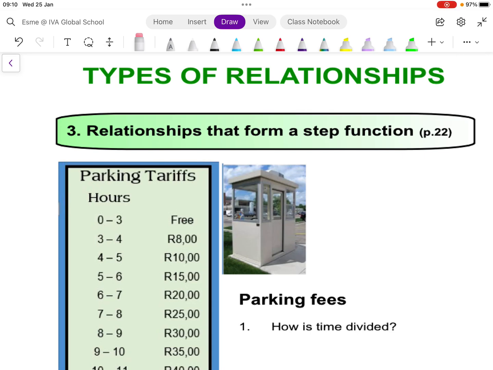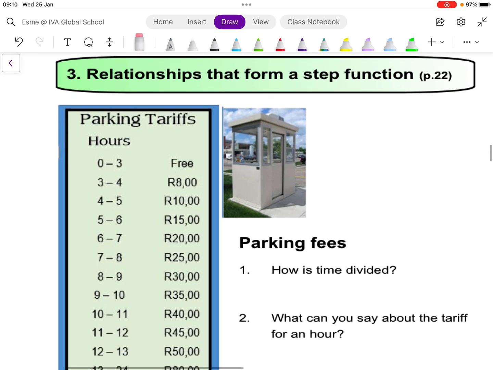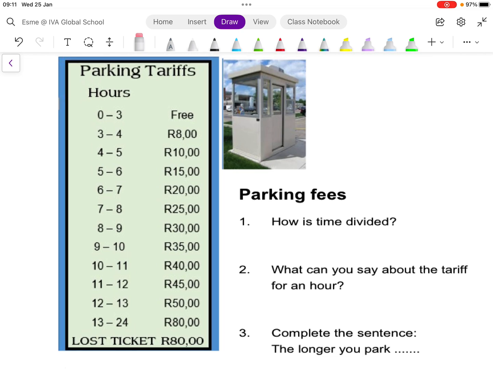The next type of relationship that we're going to look at is a relationship that forms a step function, and that you will find on page 22 of your textbook. Whenever I talk about step functions, I will always refer to parking fees, as this is a very good example of our step function. The first thing we have to look at is to see how time is divided.